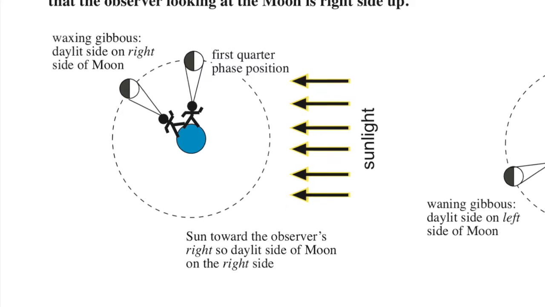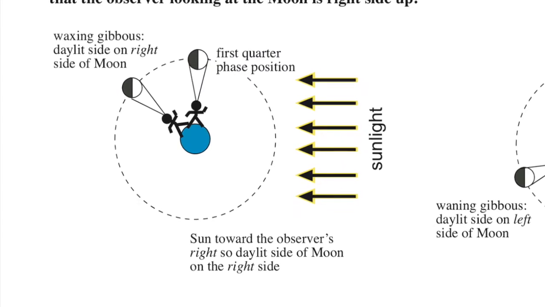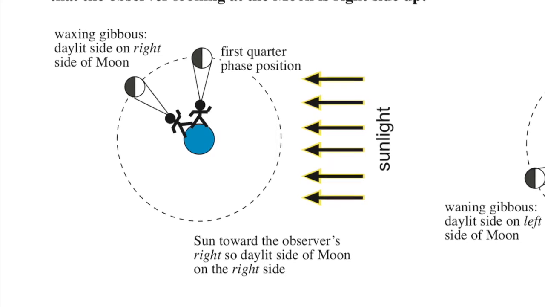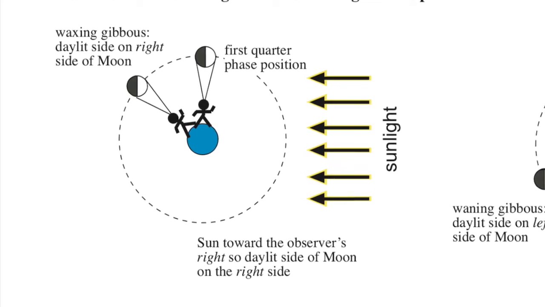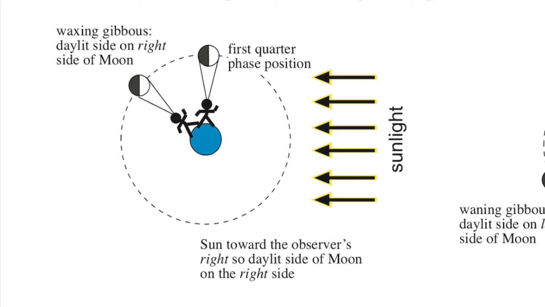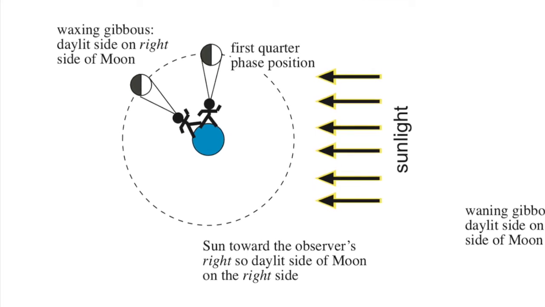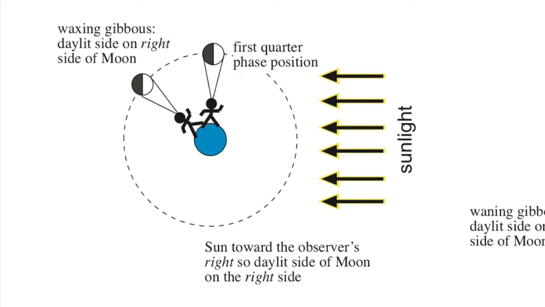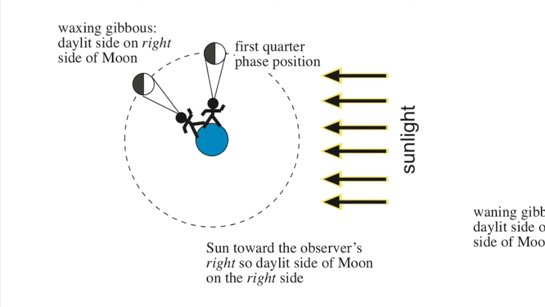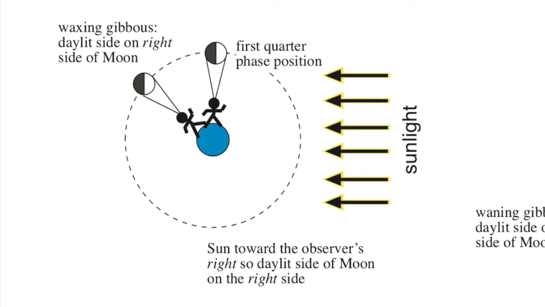At the first quarter phase in waxing gibbous orbit positions, the sun is toward the observer's right. One half of the moon is always lit up, but how much of that lit part we can see from the Earth depends on the angle between the sun and moon, as I've already described. Since the sun is toward the observer's right, the lit part of the moon is toward the right.